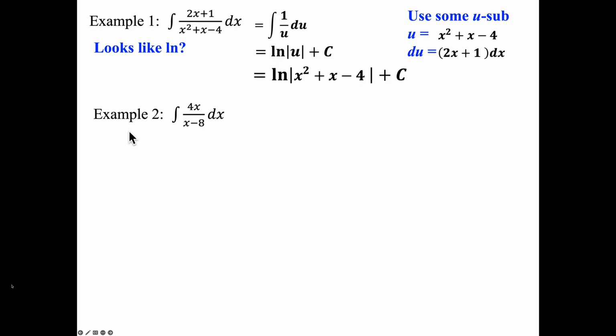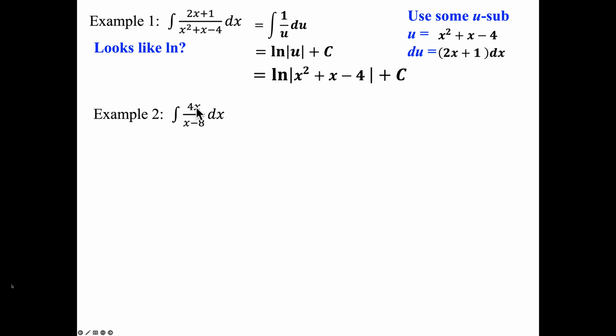Now in example 2, we really don't have that situation here. One of the dead giveaways for a U substitution is to look at the x with the biggest power and see if there's another expression with x to the next smallest power, so squared to the first. Then you can do a U sub. Here, they're both to the first power. But I noticed that x minus 8 is always going to be smaller than 4x.